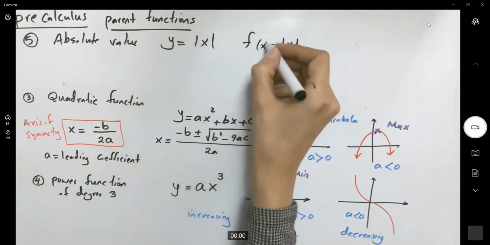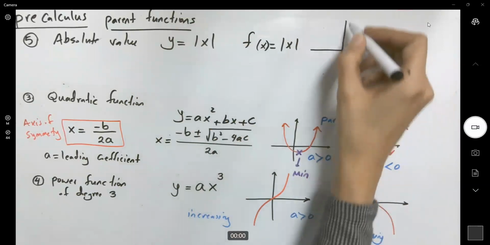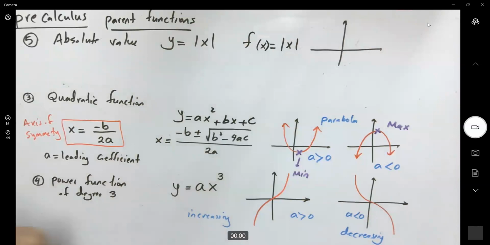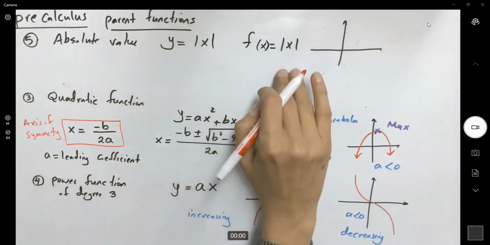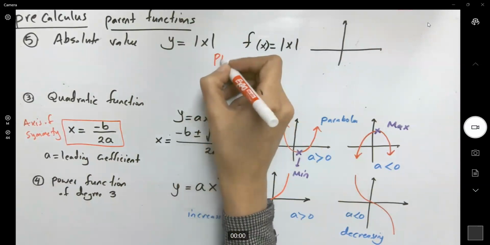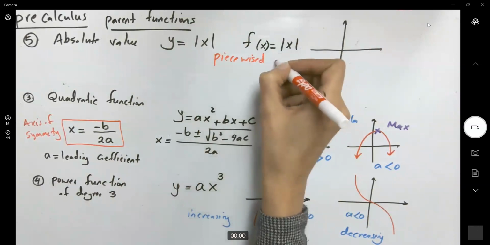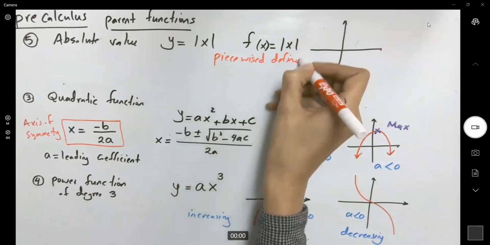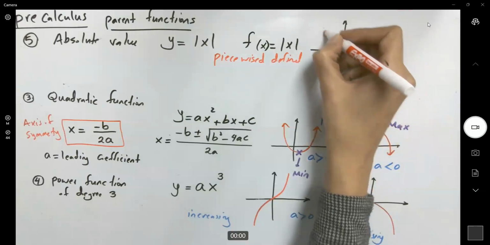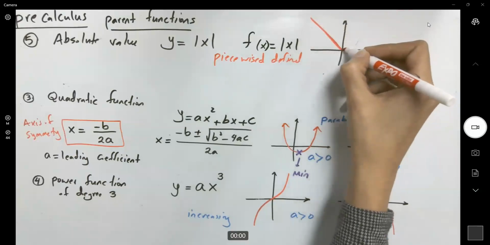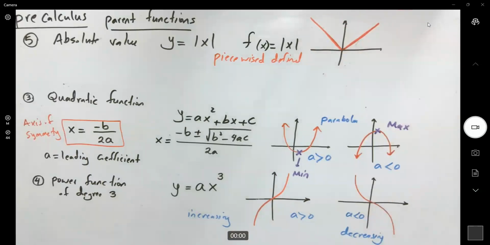Well, remember that the graph is a V-shaped graph. This is a piecewise defined function. Guys, this is a piecewise defined function. On one piece, it behaves like this, a decreasing line. On the other piece, it's an increasing line. This is your absolute value function.